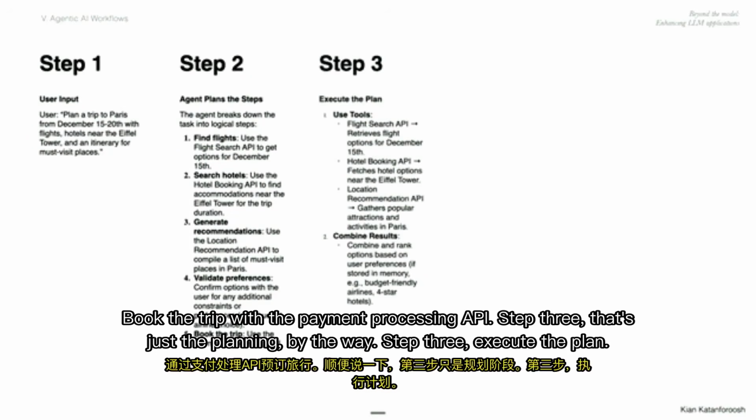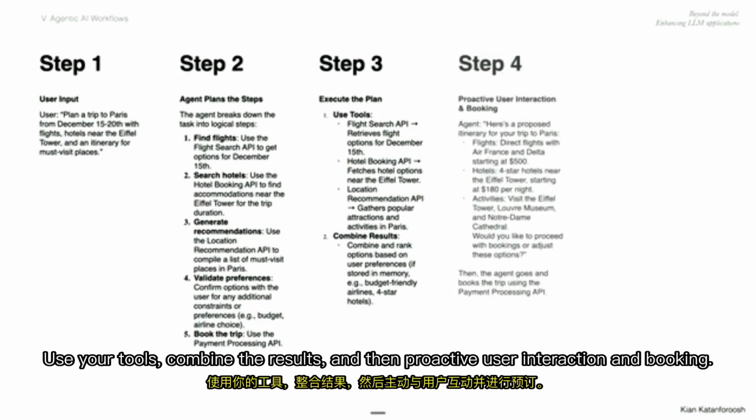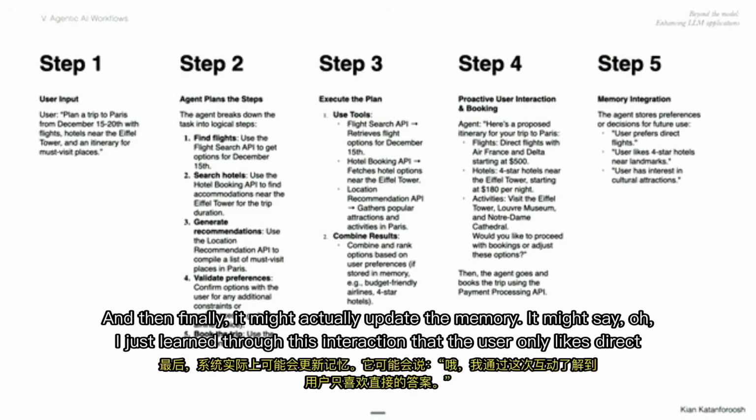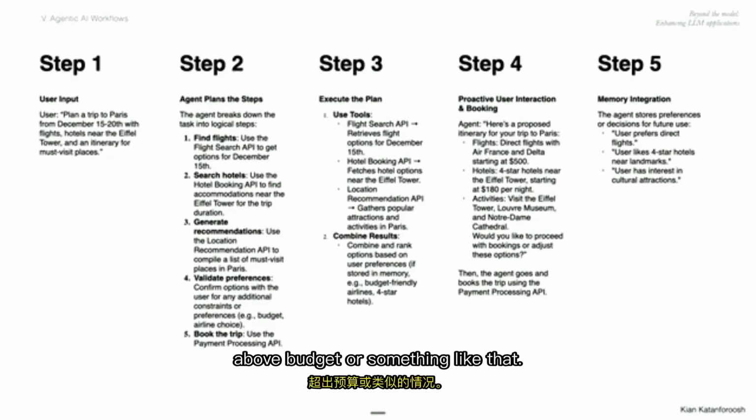Step 3, that's just the planning, by the way. Step 3, execute the plan. Use your tools, combine the results, and then proactive user interaction and booking. It might make a first proposal to the user and ask the user to validate or invalidate, and then may repeat that planning and execution process. And then finally, it might update the memory. It might say, I just learned through this interaction that the user only likes direct flights. Next time I'll only give direct flights. Or I notice users are fine with 3-star or 4-star hotels, and in fact, they don't want to go above budget or something like that.